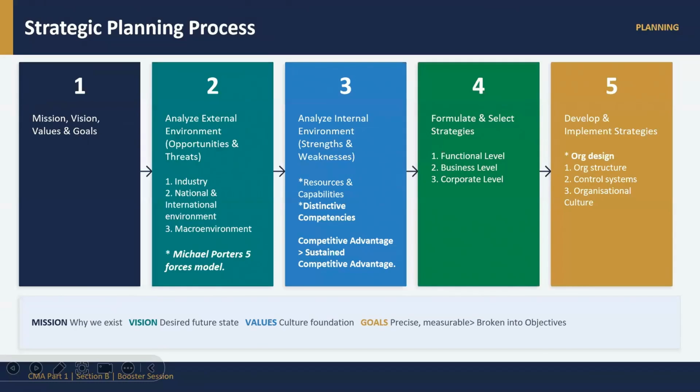Okay, so next up, this topic is very important, the strategic planning process. Strategic planning process has 5 steps: mission, vision, values, and goals. The second step is analyzing the external environment. The third step, analyzing the internal environment. Then we will be formulating and selecting these strategies. At the end, development and implementation of strategies. So what are these 5 steps? These are the main steps of creating strategies for the organization.